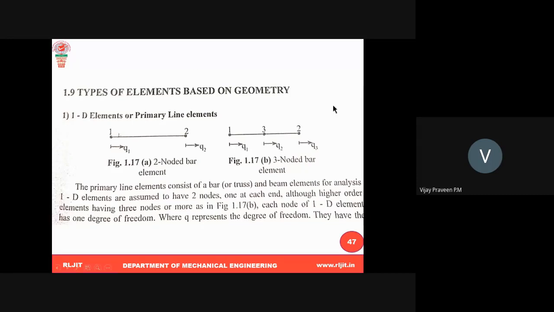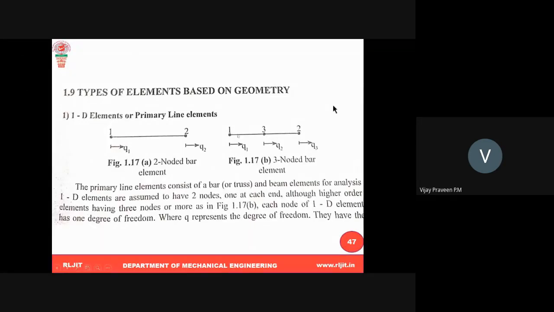See, this is one element. The line represents the element, and the points represent the nodes. So usually one element has two nodes, and each node usually has 1 degree of freedom. Here Q1, Q2 represent the nodal displacements. So this is a two noded bar element. And this is also a 1D element, but a three noded bar element.